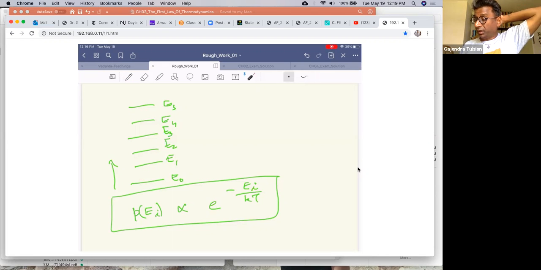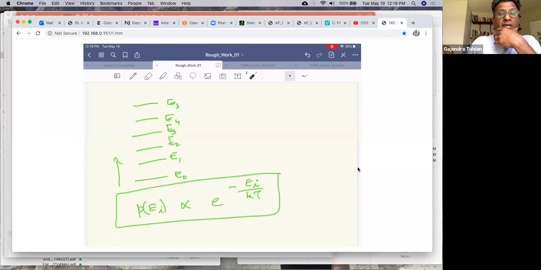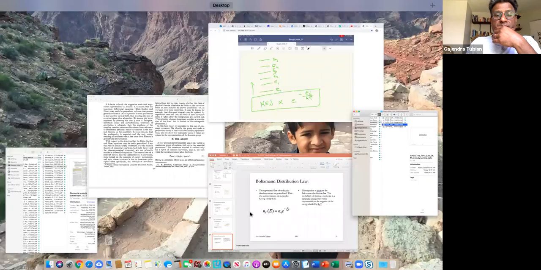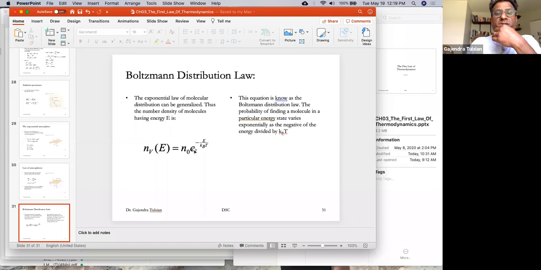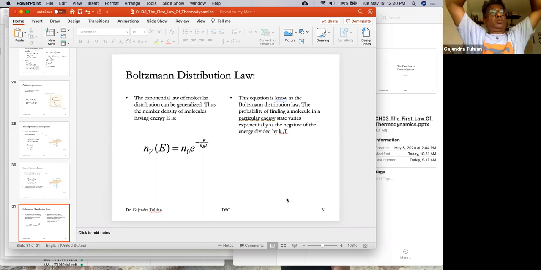So the higher the energy, the lower the probability. That's the Boltzmann distribution law. It tells you the number of particles at this energy level is the total number of particles times e to the power of minus E over kBT. This is a very important law, which is useful in calculating the energies of various systems. All right, that finishes this lecture.